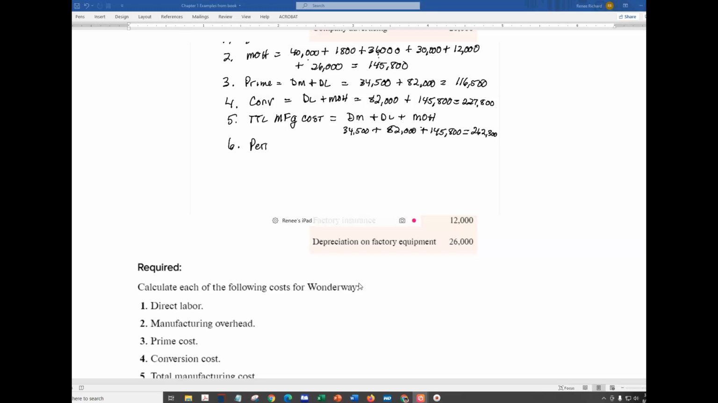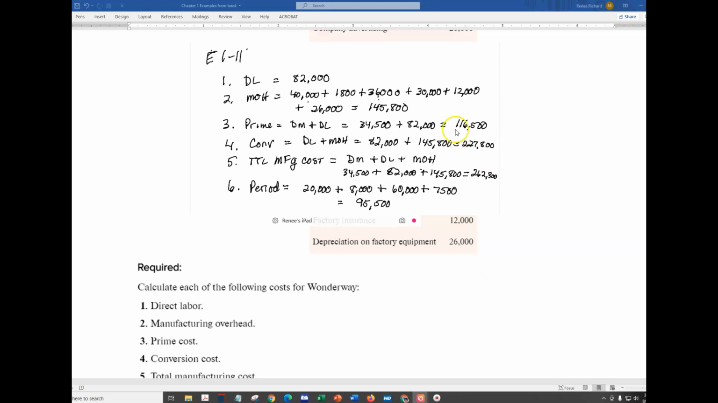6, the period costs. There are a few of those. There's the company advertising, 20,000. And there's the depreciation for the president's vehicle of 8,000. And there's the president's salary of 60,000. And there's sales commissions of 7,500. And that totals up to 95,500. So that was just an additional bit of practice on this. Hopefully it's starting to make sense. So remember the DMDL MOH. We're just going to keep doing that.